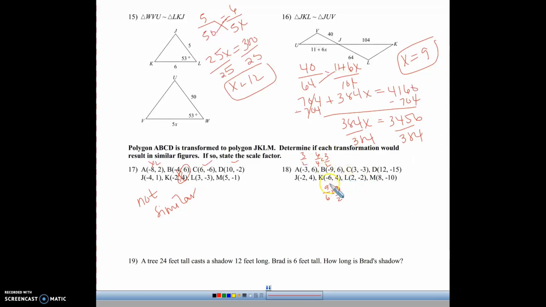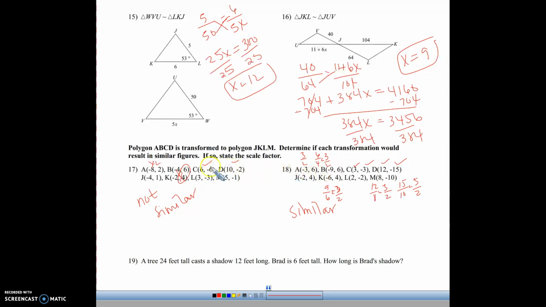We're getting the same ratio with each set of numbers I'm putting over each other. C to L, 3 over 2. That checks out. Here, 12 over 8, let's simplify it. 4 goes into 12 3 times, and 4 goes into 8 2, so we get it there. And let's try 15 over 10. 5 goes into both of those. That is 3 over 2, so that checks out. These are similar.